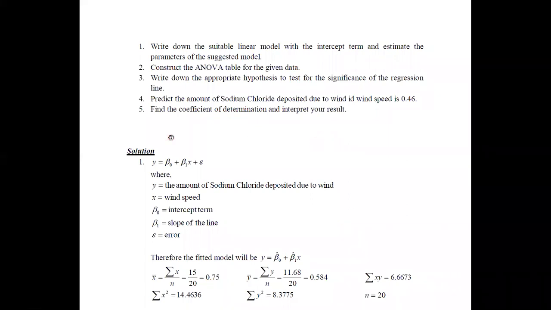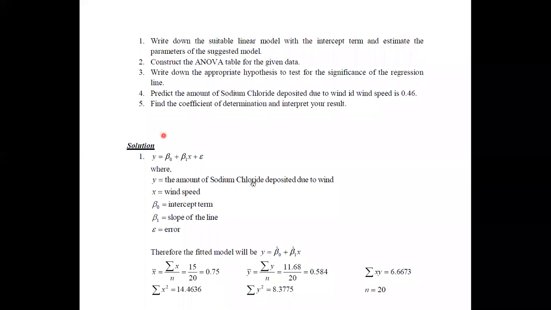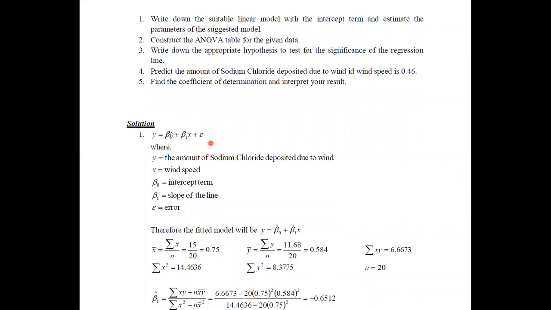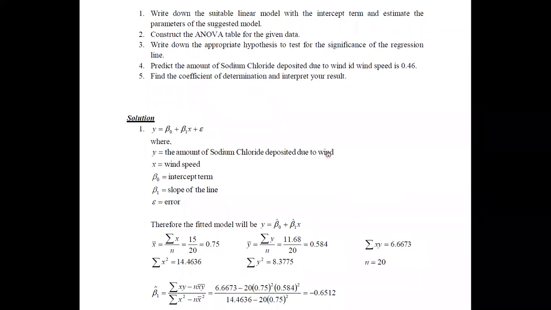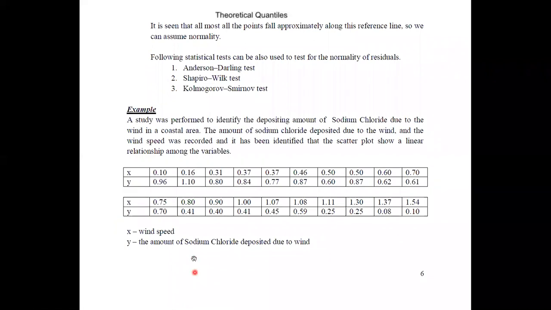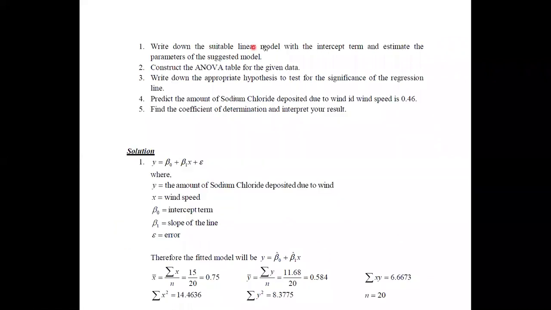If you go through the solution for this, you can take it this way. If you identify the linear model, we can write it as y equals beta naught plus beta 1 x plus epsilon. Here y is the amount of sodium chloride deposited and x is the wind speed. Initially you have identified these variables, but since it is asked to write down the suitable linear model, you have to interpret all the terms.